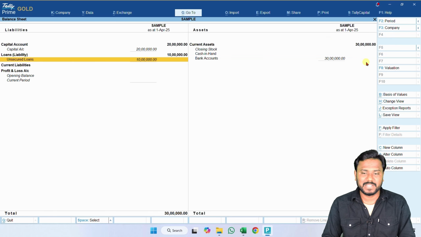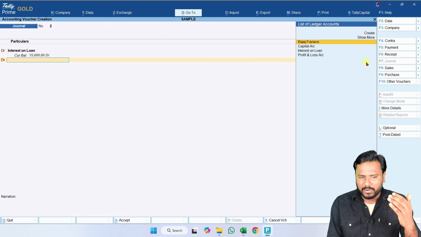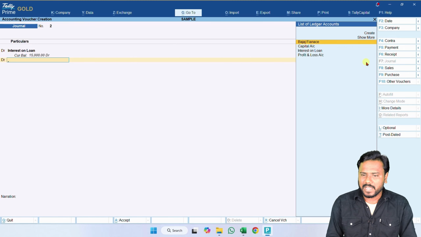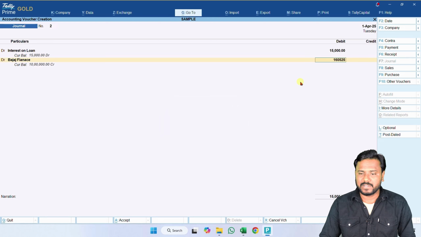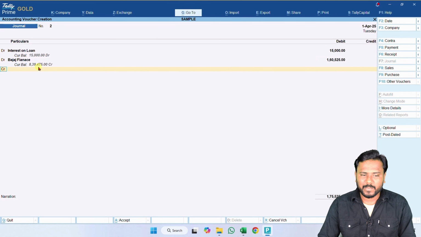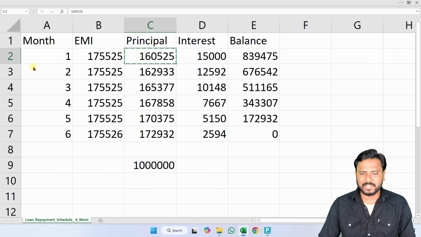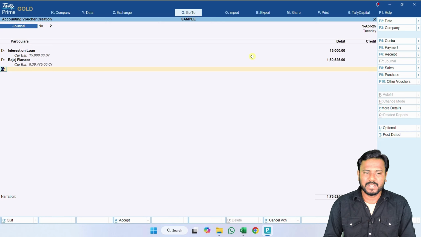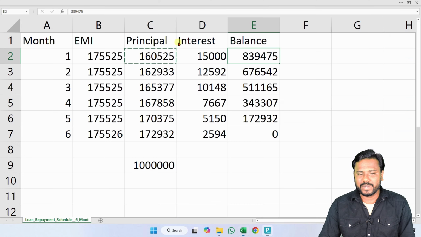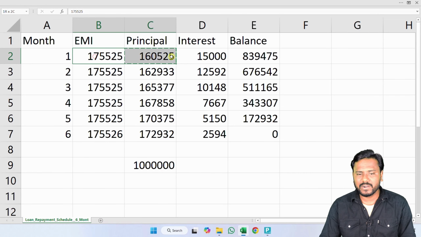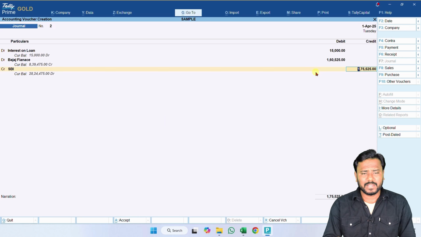So debit Bajaj Finance. So already there is a debit of 15,000, and again Bajaj 1,60,525. How much principal amount are you paying? 1,60,525. So the principal loan amount is now reduced to 8,39,475. Here you can see, and you are paying the total amount from SBI. How much are you paying now? Total 1,75,525 you are paying. So this is how you can record. This is one method. Okay, this is also fine.